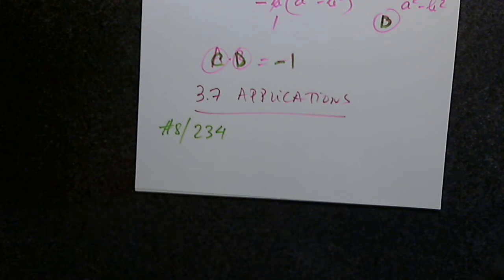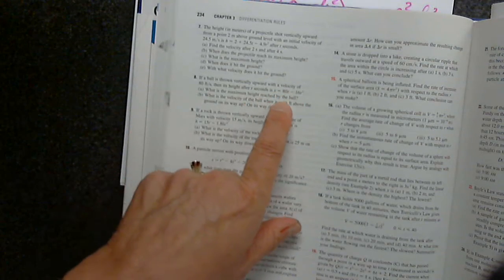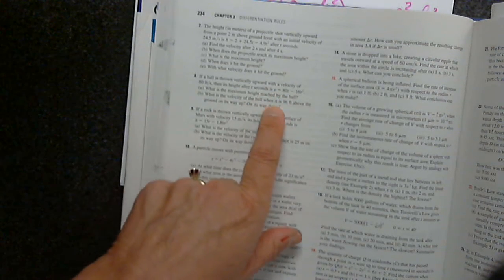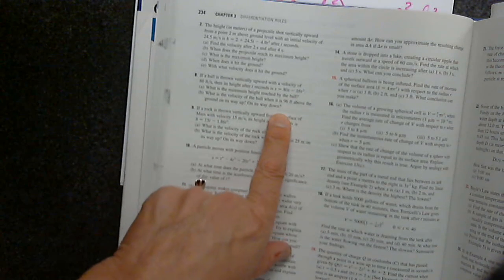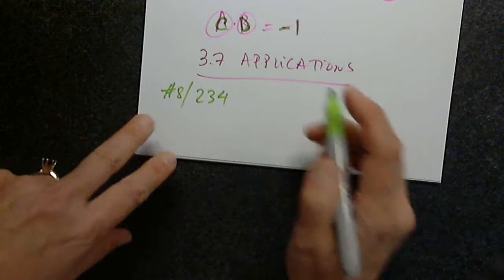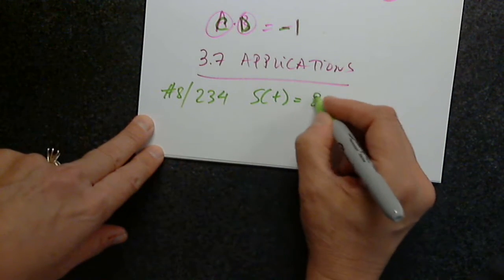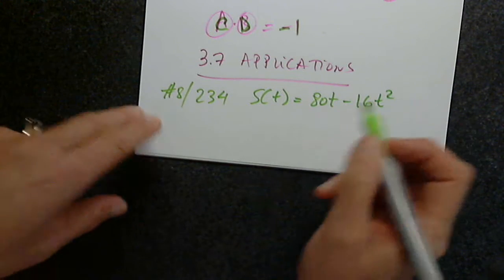Let's read the problem together. It says if a ball is thrown vertically upward with a velocity of 80 feet per second, then its height after t seconds is given to us. What is the maximum height reached by the ball? What is the velocity of the ball when it is 96 feet above the ground on its way up and then on its way down? And then we'll find something else. So s of t is given to us, 80t minus 16t squared.